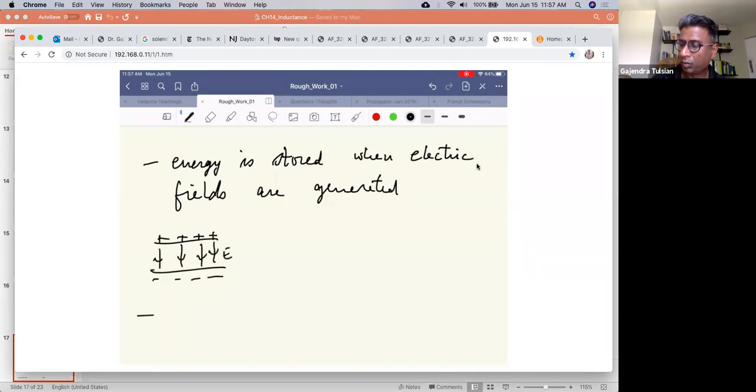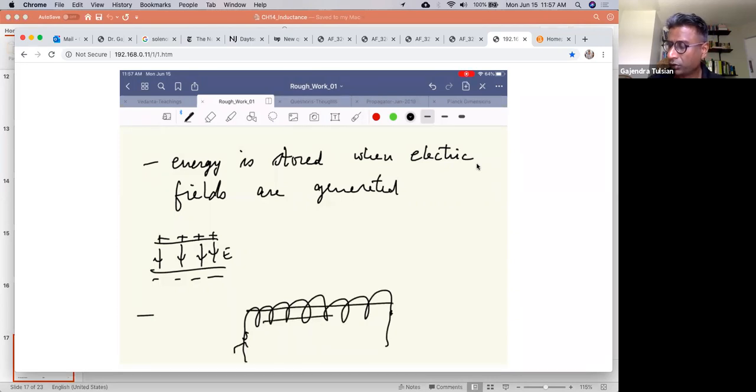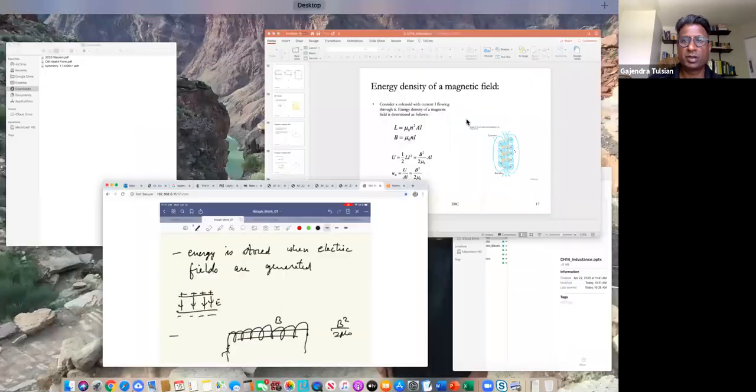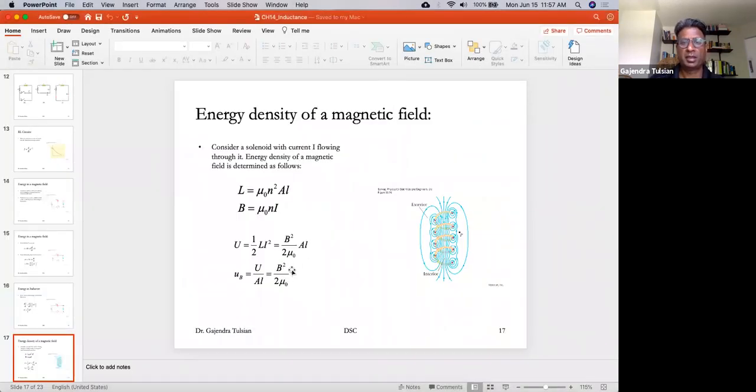Now what you're seeing is in a magnetic field, when a current passes through a solenoid, you create a magnetic field, and energy is stored in magnetic fields as well. So anytime you generate an electric or magnetic field, you're storing energy. Very important concept to remember. And the energy per unit volume is B squared by 2 mu naught. And as soon as the current in the solenoid goes to 0, B will go to 0, and the energy stored will go to 0.